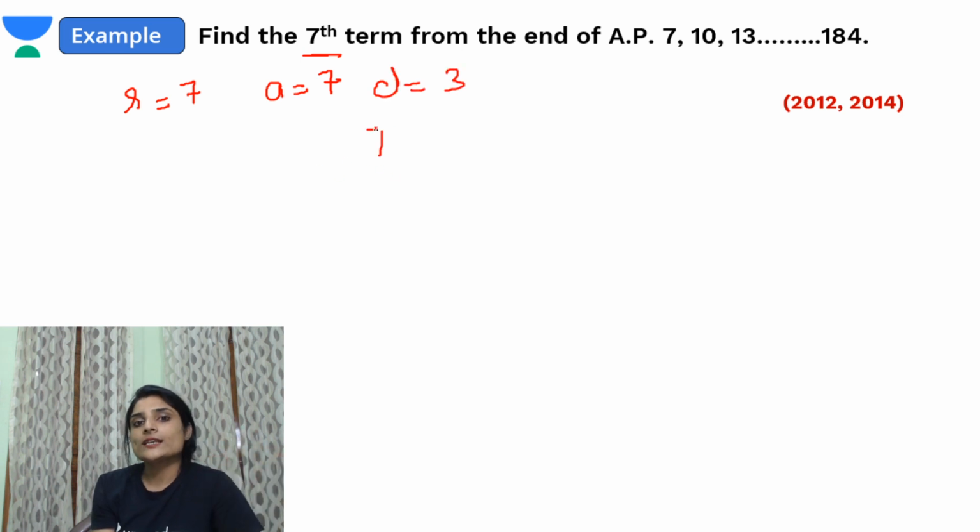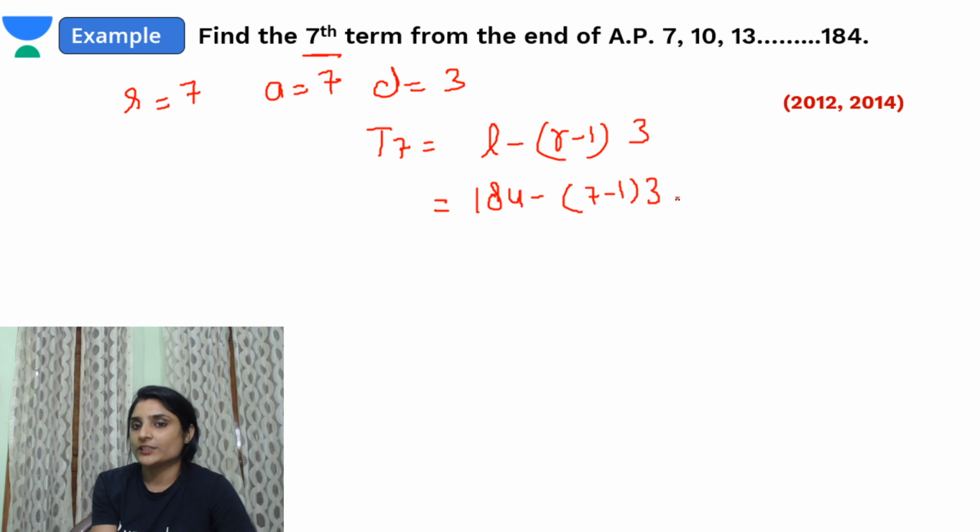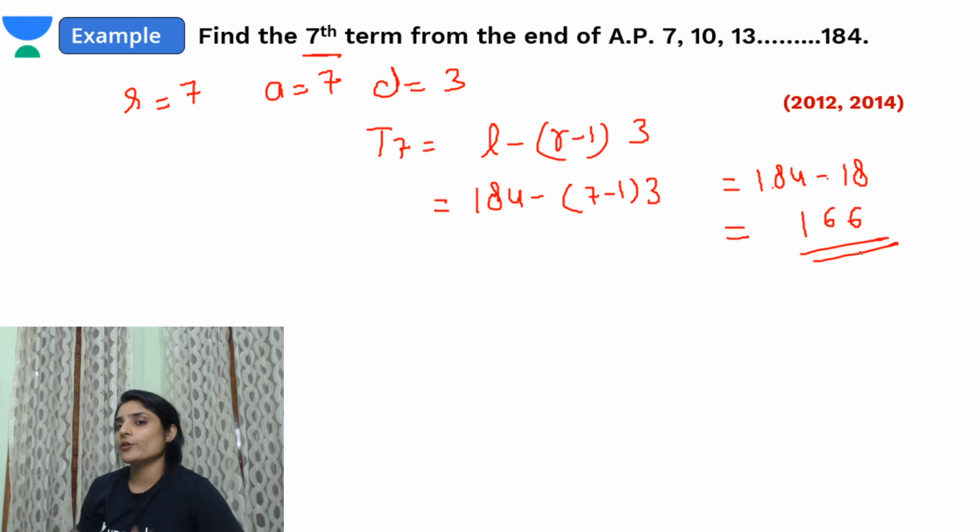If you are using the 7th term from the end, you can apply the formula l minus (r minus 1) into 3. So what will be l? Yes, 184 minus (7 minus 1) into 3. So you can apply 184 minus 18, that means 166. This will be your answer.